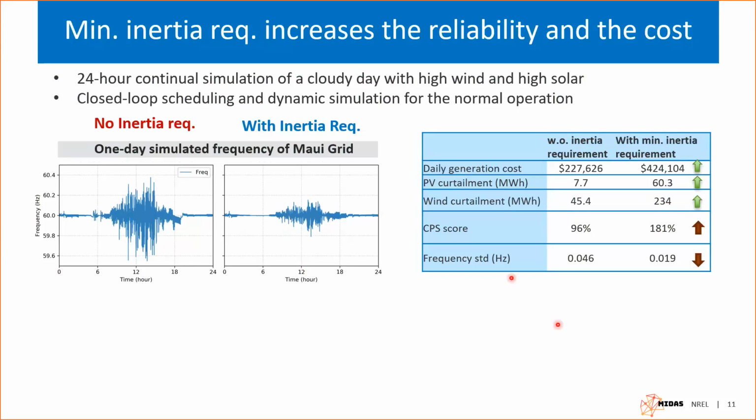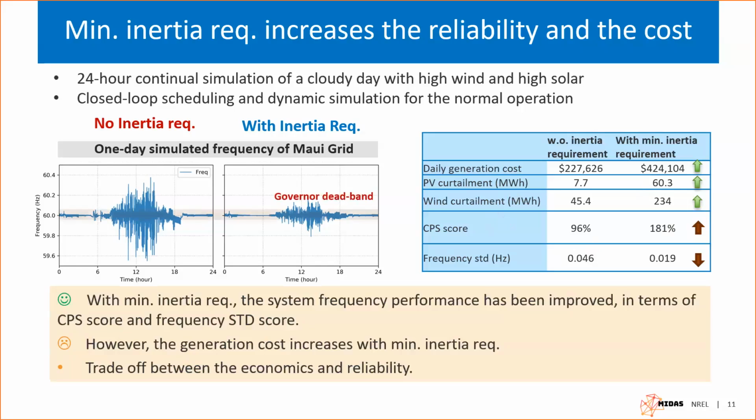So we can use some dynamic metrics to evaluate that. We can see the CPS score and the frequency deviation definitely have been improved. But if you take a look at the cost and the renewable curtailment, we can see the cost almost doubled, and there are a lot of PV and wind curtailments. So this study not only shows the trade-off between the economics and the reliability, it also can quantify them.